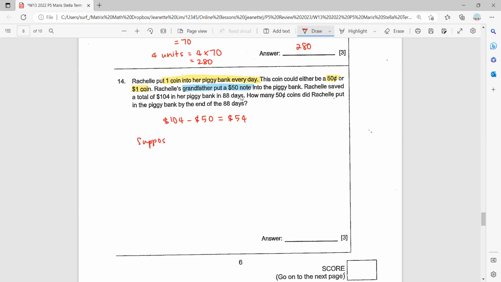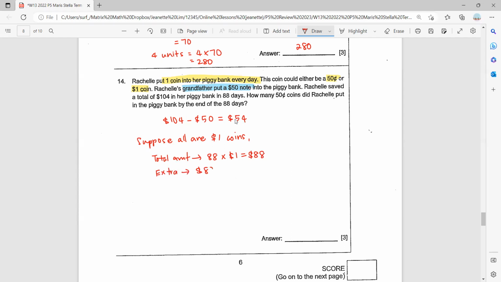So we suppose all are... Now, if they're asking for 50-cent coins, let's start with the opposite. So suppose all are $1 coins. Okay, so total amount, we have 88 coins, so 88 times $1, $88 if all of them are $1 coins. But we know that all the coins should add up to only $54. So what we have is too much.